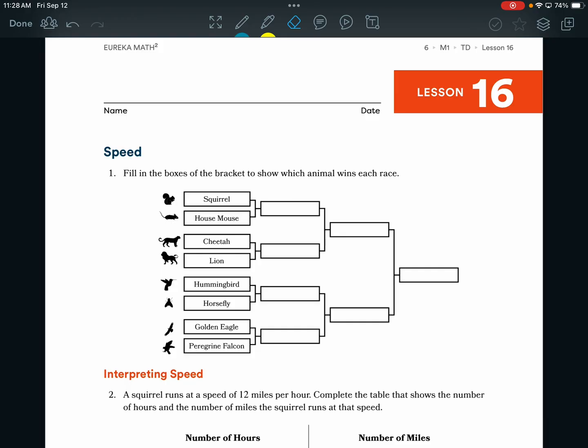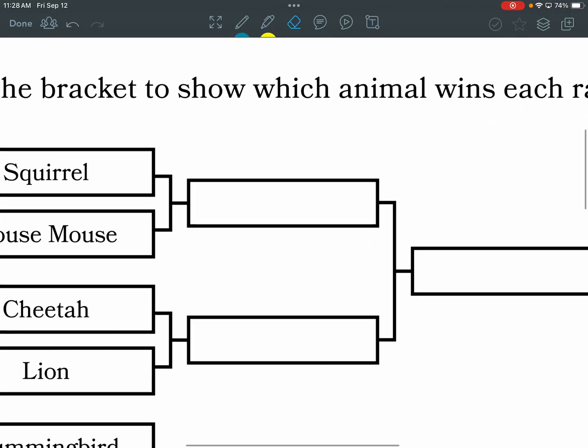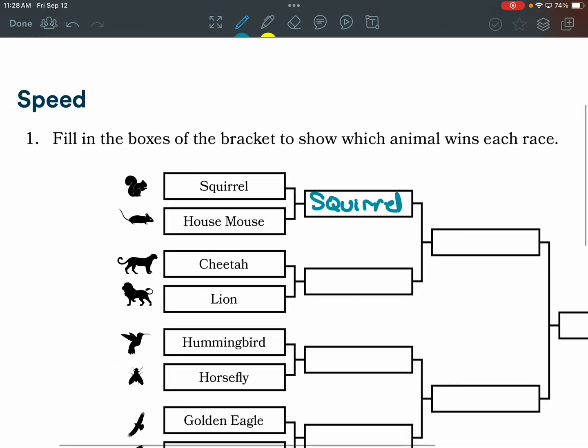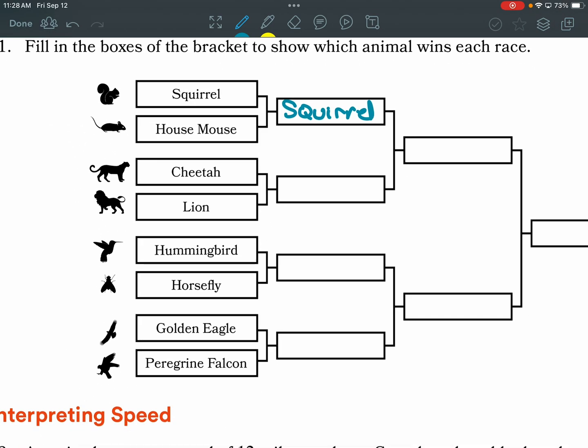So, you have filled out your bracket on which animal you think goes fastest. If I had to choose, I would say a squirrel is going to beat a house mouse. Continue to fill out your bracket. This bracket is like the basketball brackets. Pause the video, fill out your bracket.